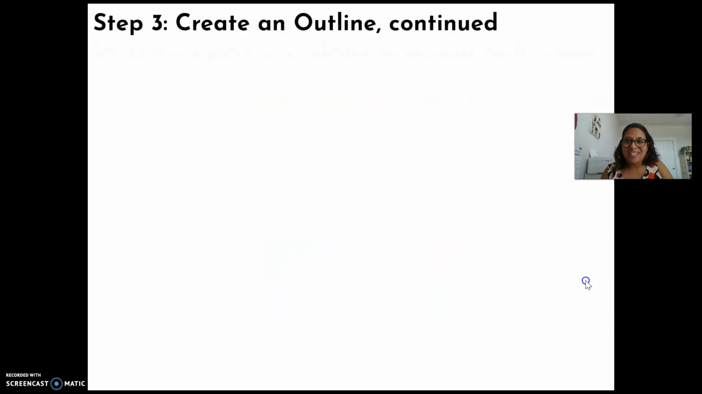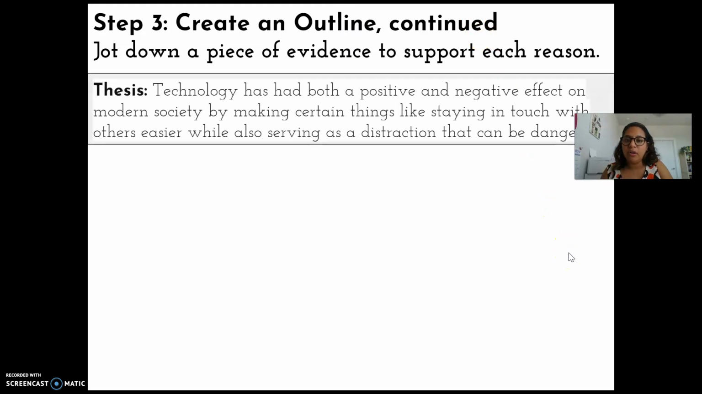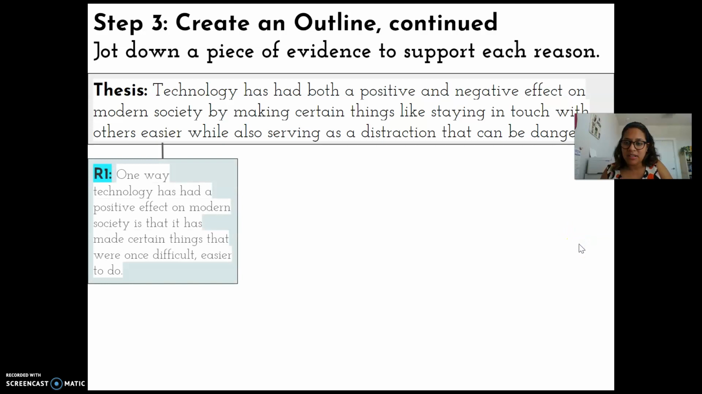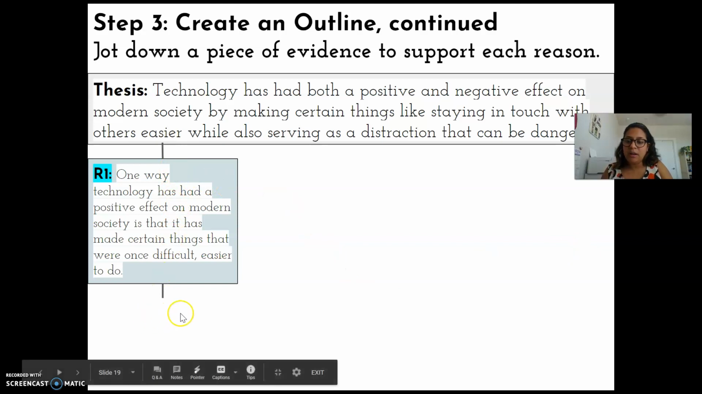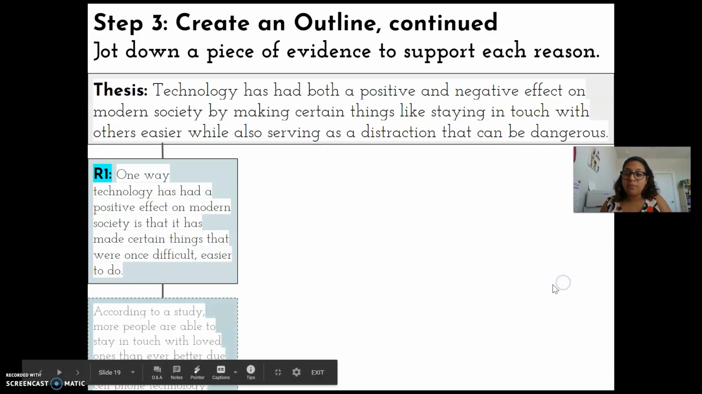We're almost done. The final step in creating your outline is to jot down a piece of evidence to support each of your reasons, each of your topic sentences. So you start again with your thesis. You go in and you put in your 3 topic sentences. And then after each topic sentence, you're going to come up with 1 piece of evidence that can be used to support that particular body paragraph.